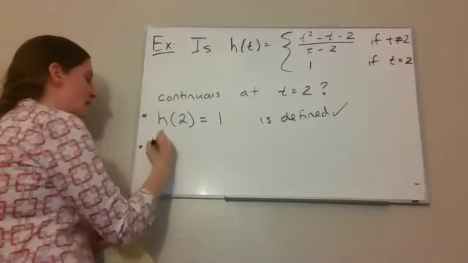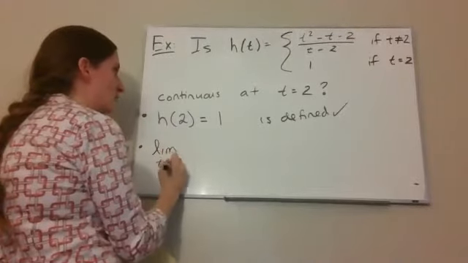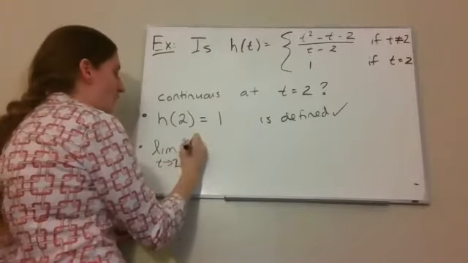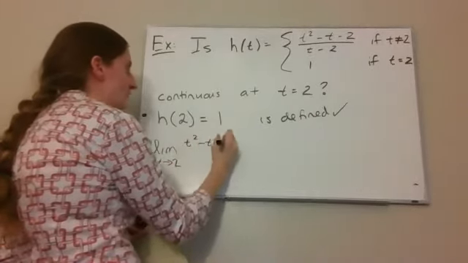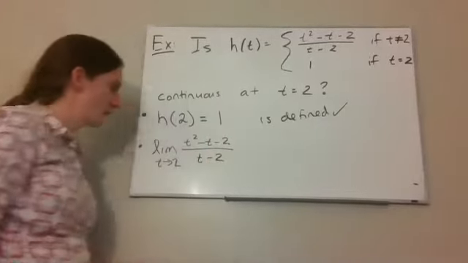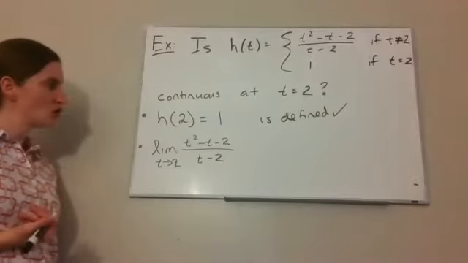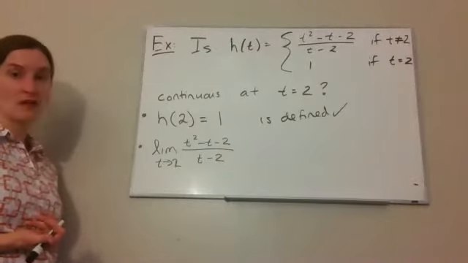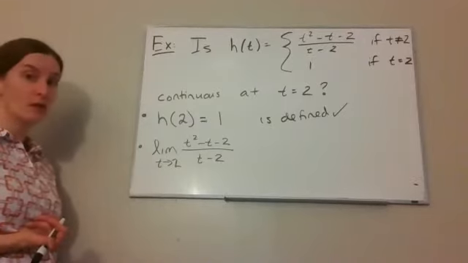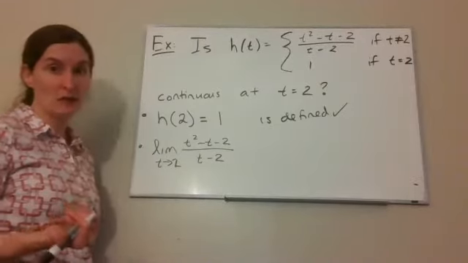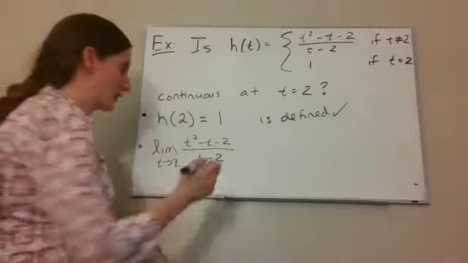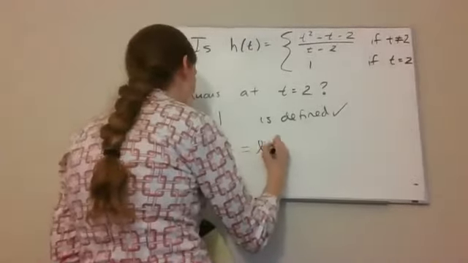So let's check the limit as t approaches 2 of t squared minus t minus 2 over t minus 2. Well, if I plug that 2 in, the denominator is 0, and the numerator is also 0. 0 over 0, that means we need to do some algebra. And probably the best thing to use is factoring. So go ahead and factor the numerator.